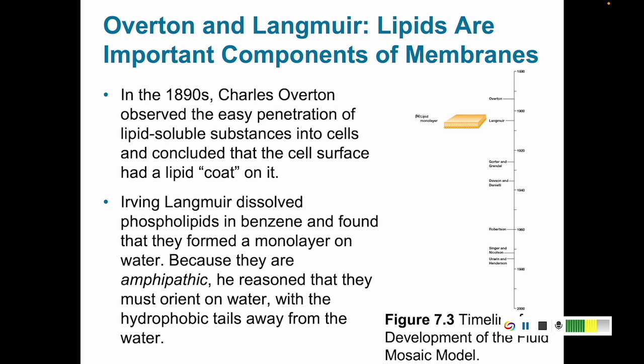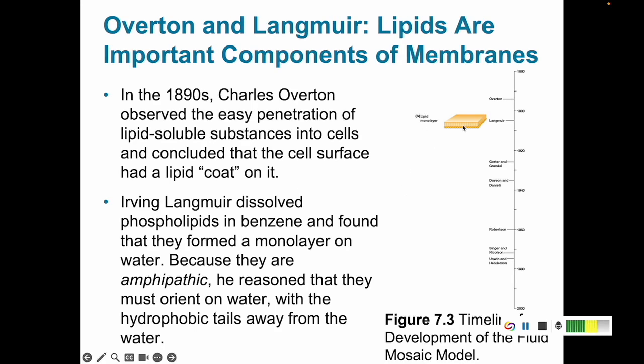And Irving Langmuir dissolved phospholipids in benzene, and he found that they formed a monolayer in water. So he discovered they were amphipathic. Amphipathic means they had a hydrophilic end and a hydrophobic end. So from this, he figured out that they must orient on the water. The hydrophilic heads would move against the water, and the hydrophobic tails would cluster away from the water.